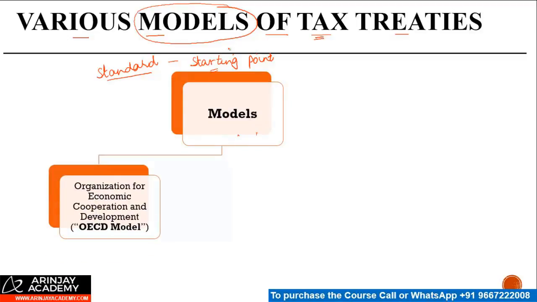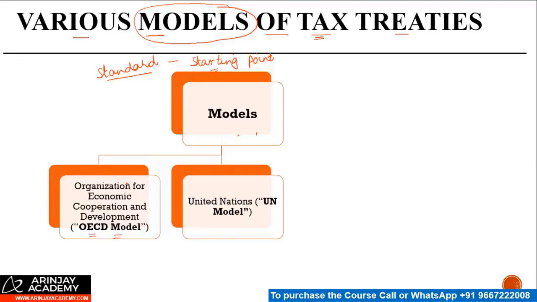If I have to look at it, there are basically three key models which are looked after insofar as a tax treaty is concerned. The first one is the OECD model, which is developed by the Organisation for Economic Cooperation and Development, right? And this is the one which is used by a large number of developed countries when entering into tax treaties. The second one is the UN model or the United Nations model.